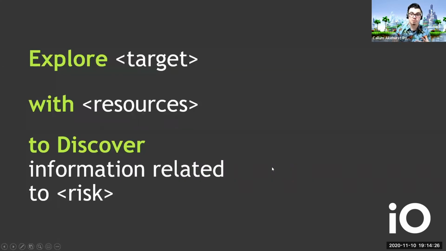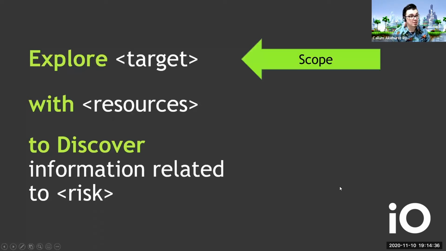And I've touched upon it, but what a charter is broken down into is this idea of explore something with resources to discover information. And that gives us a scope. What are we going to test? How do we make this testing focused so it's not just randomly clicking around, trying to break it? We're saying, no, I'm interested in knowing about this piece of information.